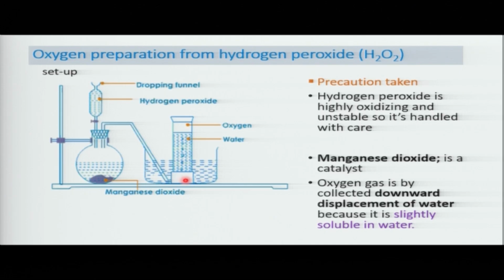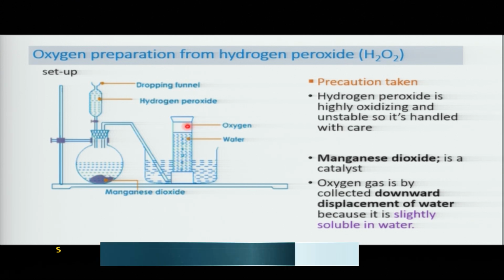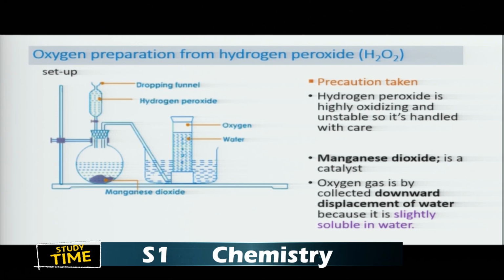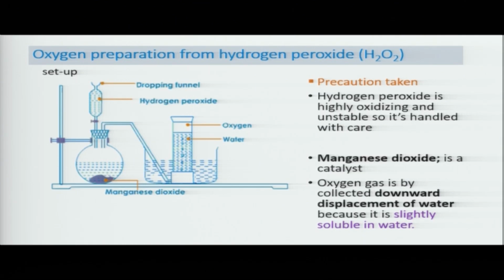We collect it over water, which we call downward displacement of water. So the water in the gas jar will go down as the gas goes on top of it. So you'll have your oxygen here, and that is what we call downward displacement of water. Why do we do that? It's because it is slightly soluble, meaning it will go in water and come out of water. That is what it means by being slightly soluble. So it does not completely get consumed by water or dissolve in water.